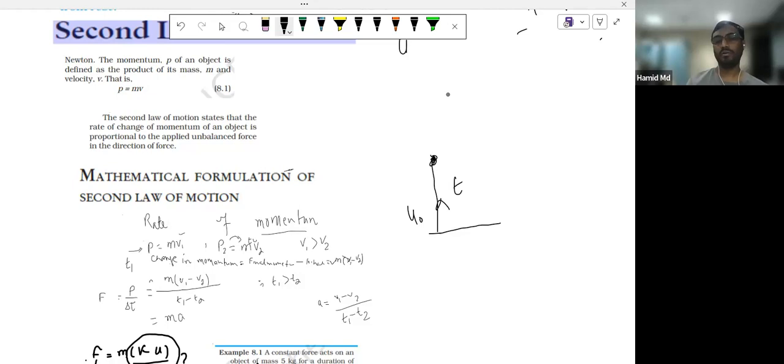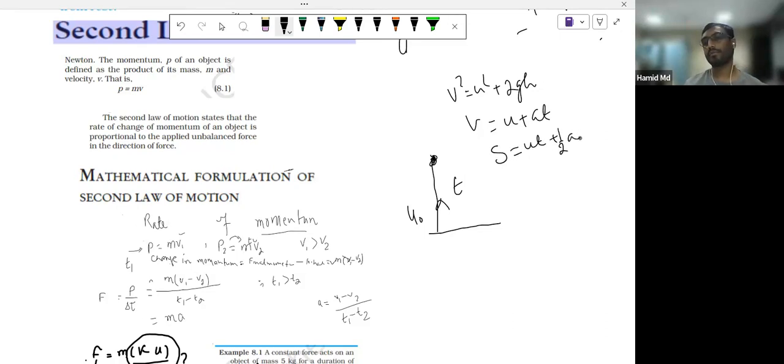So are you aware of the kinematic relations? v square is equal to u square plus 2gh or minus 2gh. v is equal to u plus at. Are you aware of all these terms? Yes, sir. Equations of motion. Equations of motion. You both are aware of it. Yes, sir. So now tell me, we threw this stone with velocity of u.